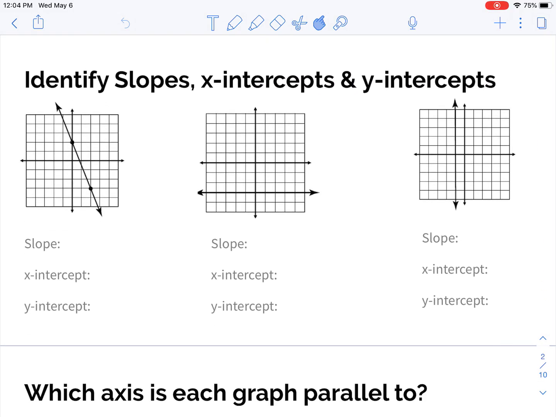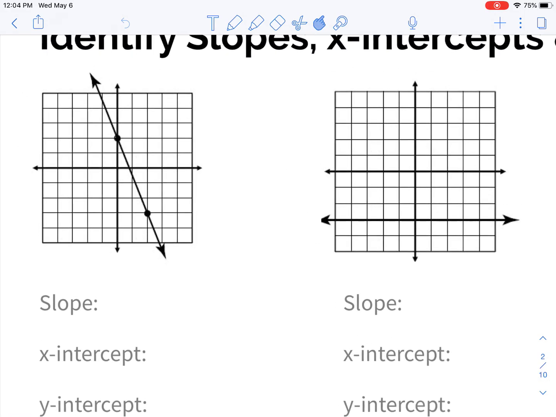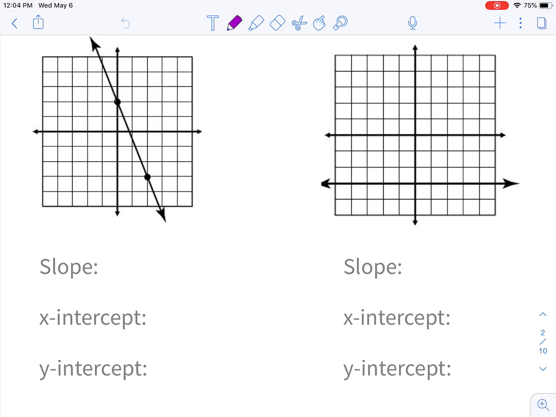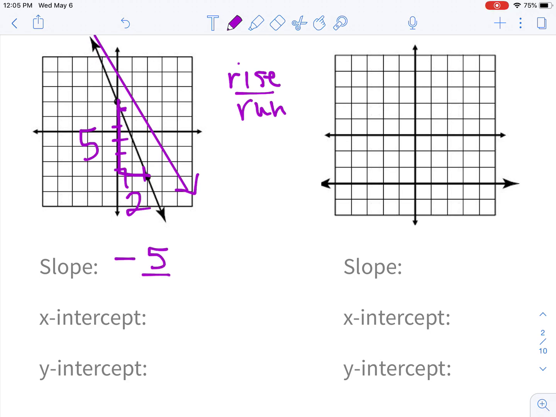All right, first and foremost, if I want to identify the slope, x-intercepts, and y-intercepts of each of these, I'm going to take the graph. I'm going to make this just a little bit bigger so we can see it. I like to go ahead and draw my triangle in. I find that to be very useful. Remember, slope on a graph is rise over run. So I've got 1, 2, 3, 4, 5 over 2. I also notice that this slope is going downhill. If it's going downhill, it's negative. So we're going to call this negative 5 over 2.